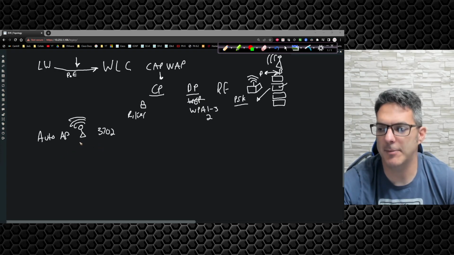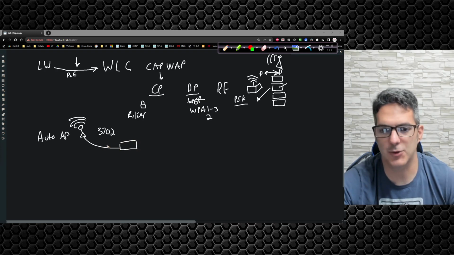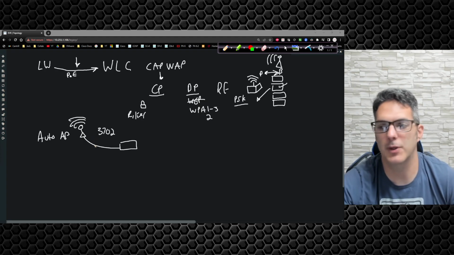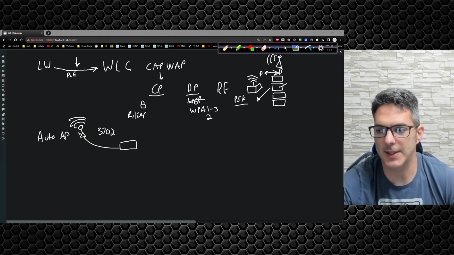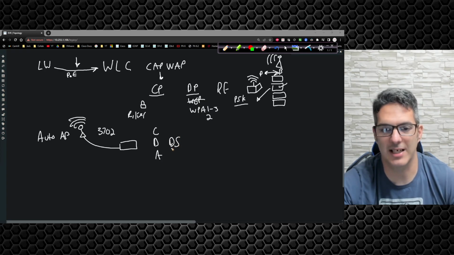So what ends up happening is the autonomous access point does the exact same thing. It's going to connect via PoE back to my switch, and that switch is going to be providing its power. That power is going to power the AP on, and it's also going to provide the data between the access point and the switch. So anytime you see a core distribution access type of setup, this is going to be your distribution system. The distribution system is what connects your wireless network to your physical network.